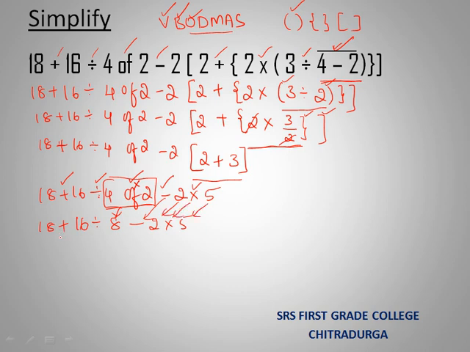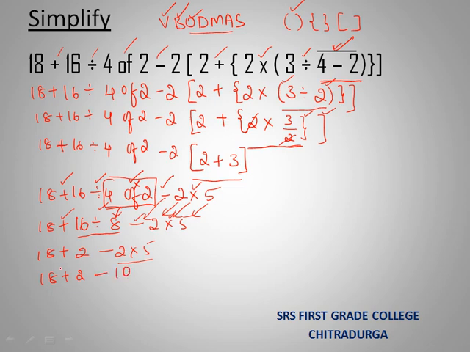Now we are left with plus, division, subtraction, multiplication. According to the rule, we need to solve division first. 18 plus 16 divided by 8, that is 2. Write the remaining thing as it is, minus 2 into 5. Next, according to the rule, we need to solve 2 into 5. 18 plus 2 minus, 2 into 5 is 10.